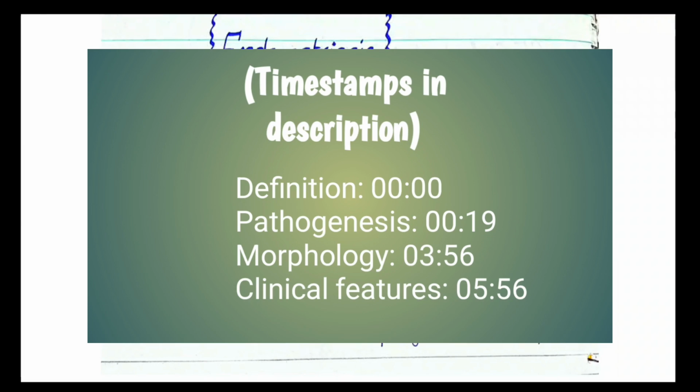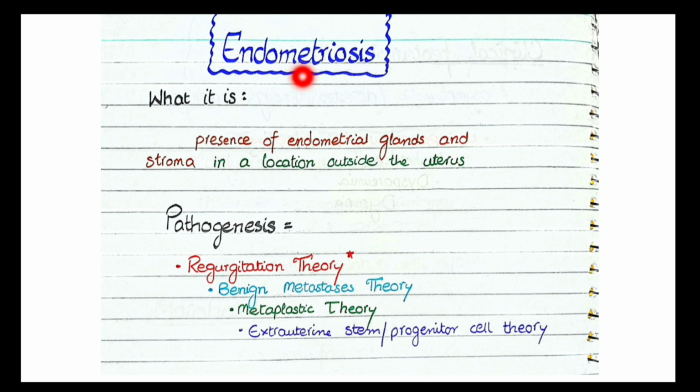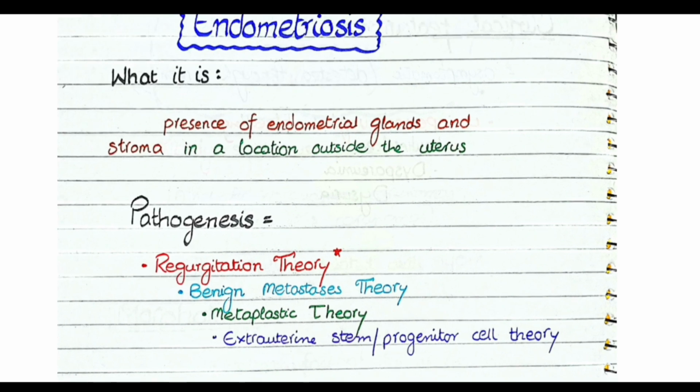In this video, we will have a detailed discussion about the pathology of endometriosis. So what is endometriosis? Endometriosis, as the name implies, is the presence of endometrial glands and stroma in a location outside the uterus. So endometriosis is the development of endometrial tissue outside the uterus.